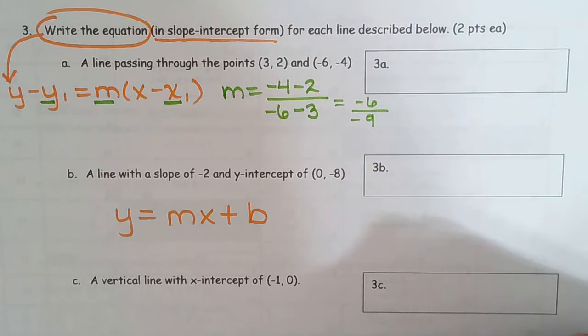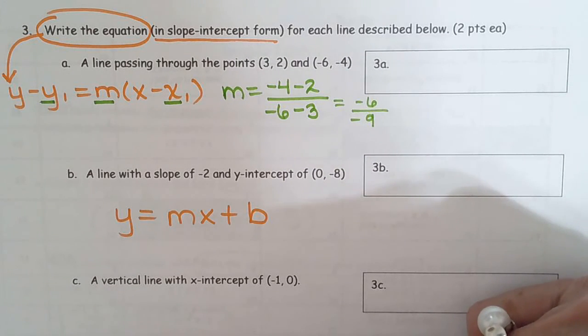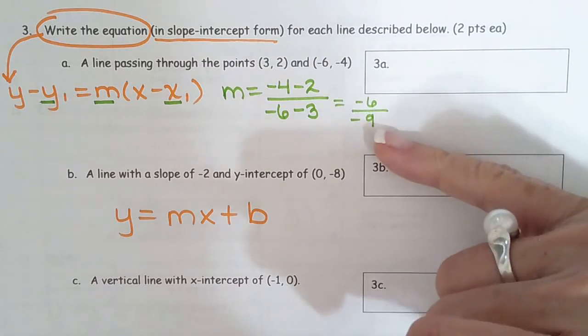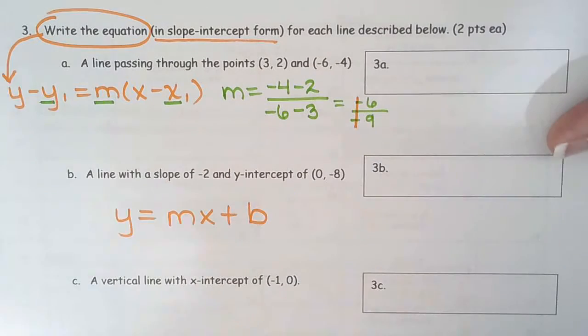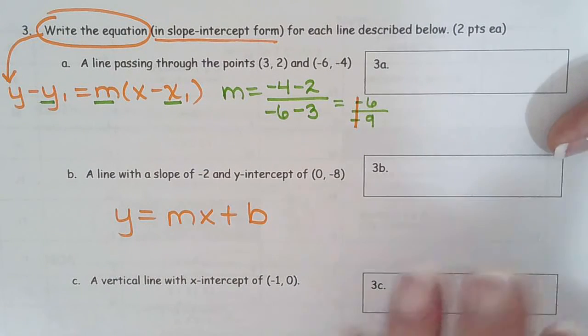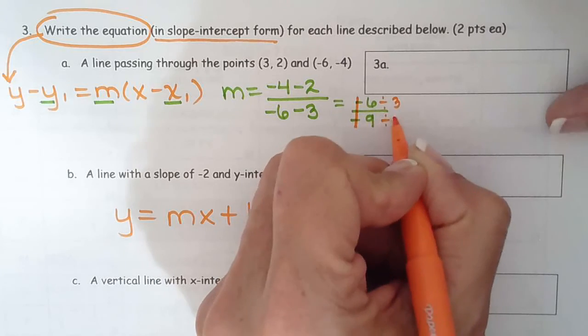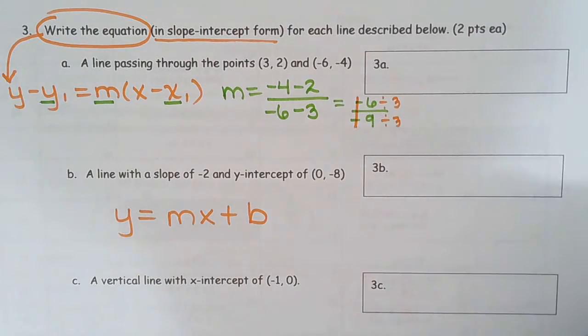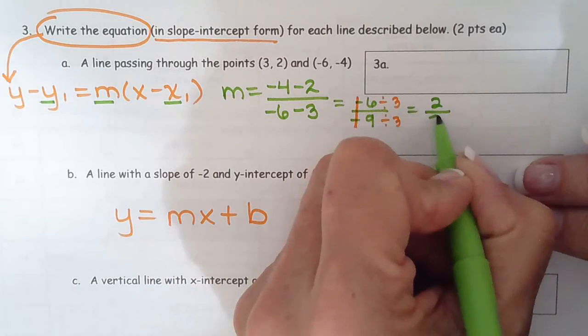Two reasons. One, they didn't make the double negative a positive. And two, they forgot to simplify. So remember, this is a fraction. Fractions have to be simplified. So that should be your first thing. We never leave two negatives in a fraction because a negative divided by a negative is a positive. And the next thing you should do is go, oh, both of these are divisible by 3. So that means my slope is 6 divided by 3 is 2, 9 divided by 3 is 3.